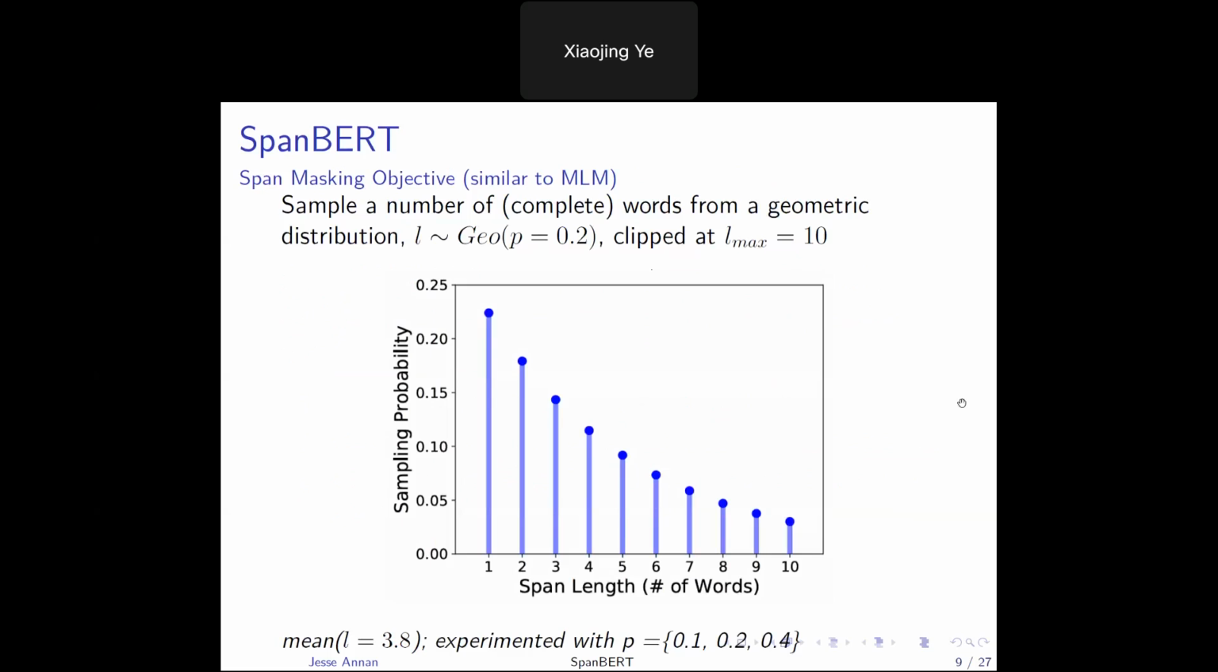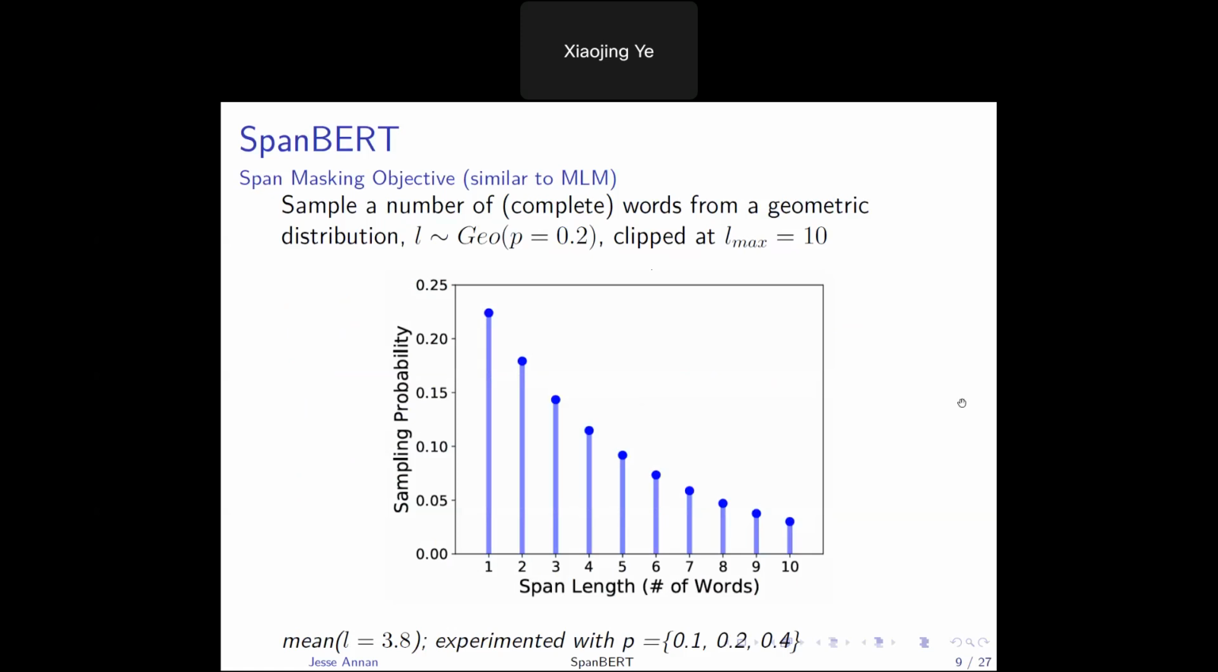So their masking technique is similar to BERT's masking technique, but what it did differently is what I said. They mask spans instead of random tokens, and they use this geometric probability thing to select the length of the span that they want to mask. This is actually skewed towards shorter spans. As you can see, the mean length of spans they mask is 3.8.